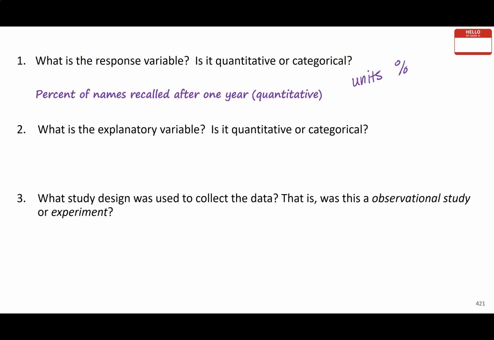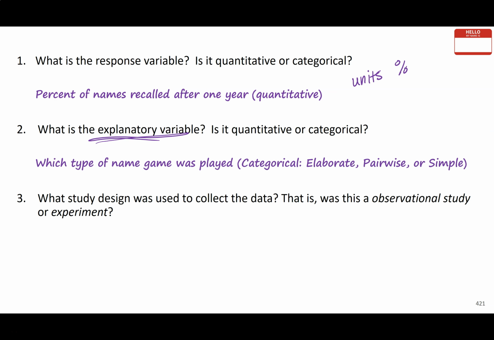So what is the explanatory variable? Is it quantitative or categorical? So we're trying to figure out what makes any of the observations different. It's going to be what game they played. So which type of name game was played? This is categorical. So they either played elaborate, pairwise, or simple. That's what we're going to call them.